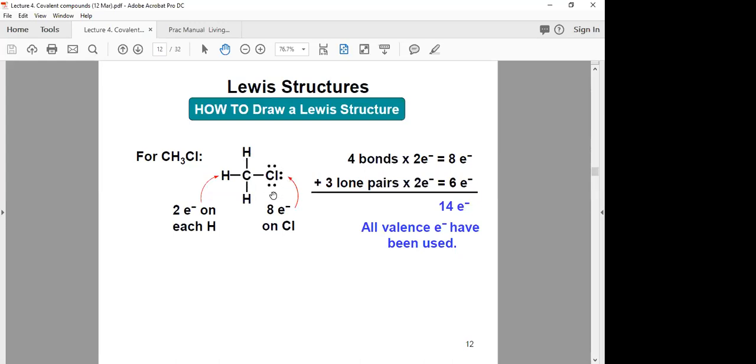So if we were to count all those up, we can say 4 covalent bonds are found in this Lewis structure for a total of 8 electrons. 3 lone pairs on the halogen, that is the chlorine, each one consists of 2 electrons for a total of 6, and we have used up all our 14 valence electrons.